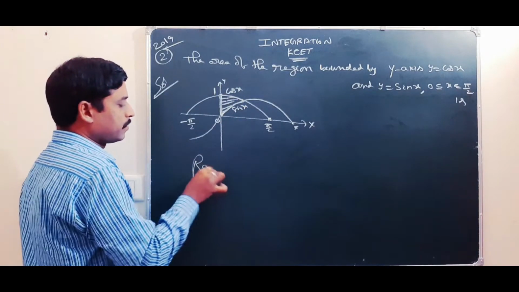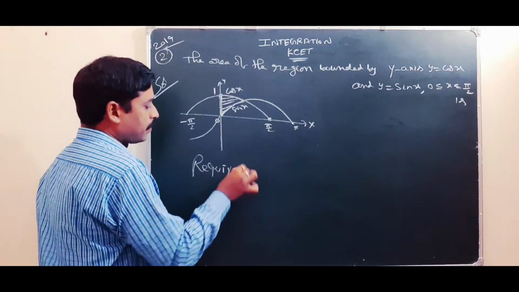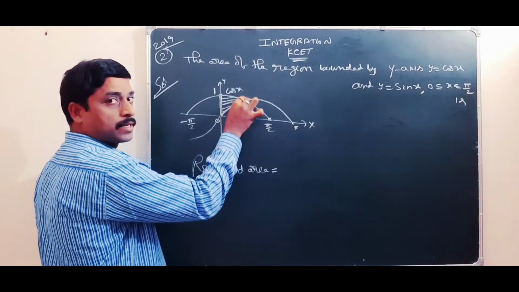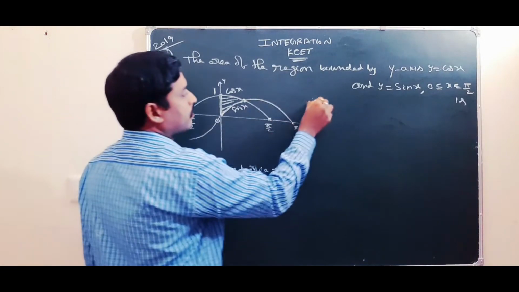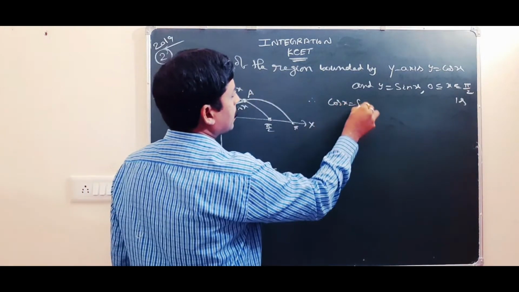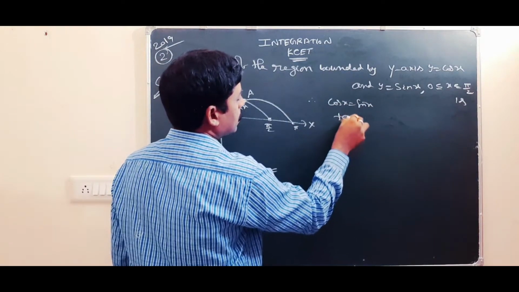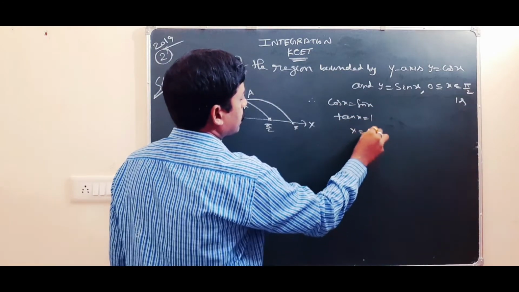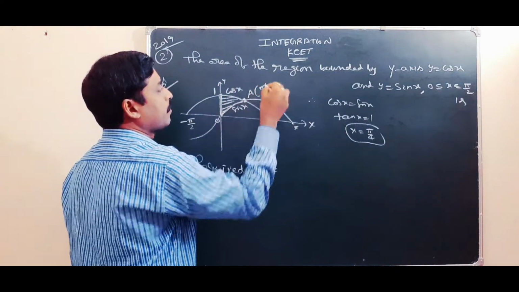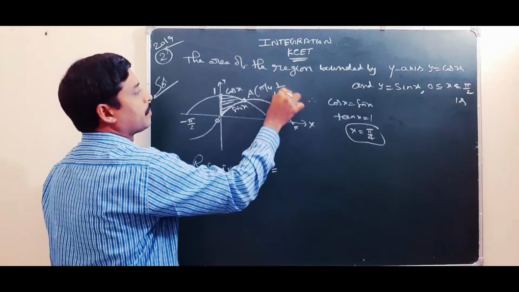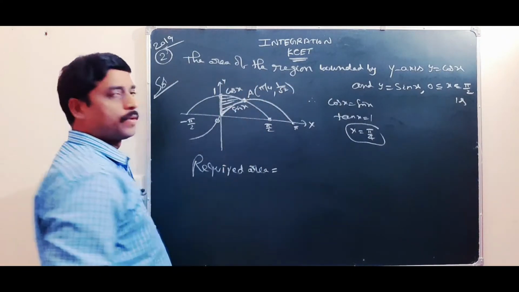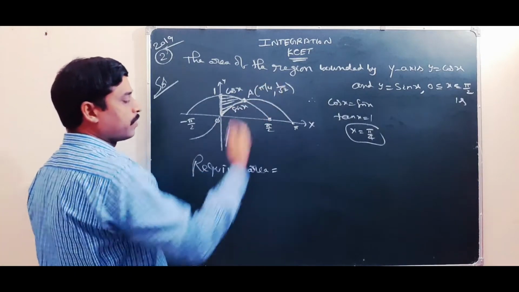For the required area, first we have to find the point of intersection. Cos x is equal to sin x, therefore tan x is equal to 1, so x is equal to pi by 4. The point is pi by 4 and 1 by root 2, since if x is pi by 4, y is cos 45, which is 1 by root 2. Sin 45 is also the same.